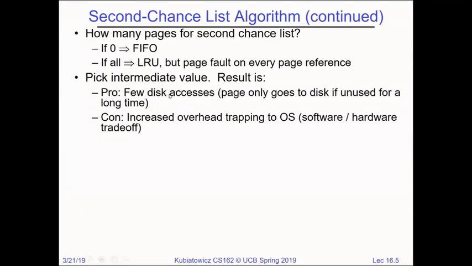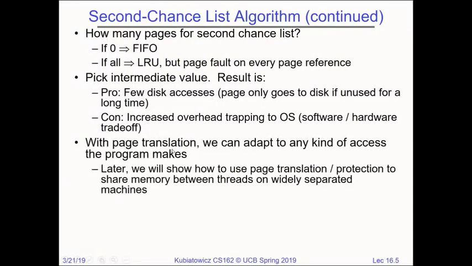The pros of this scheme is fewer disk accesses than other ones. This is basically closer to what the clock does from disk accesses. The con is a little bit increased overhead, relative to the clock algorithm, but not so bad. And we can also adapt to all sorts of kinds of access patterns in choosing where things go in green and yellow. But that's another story for later.